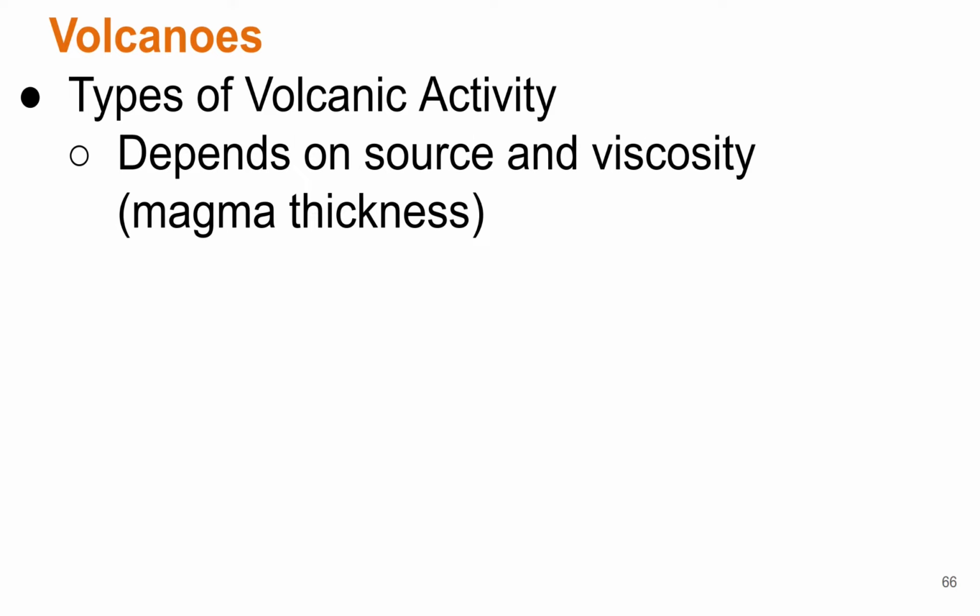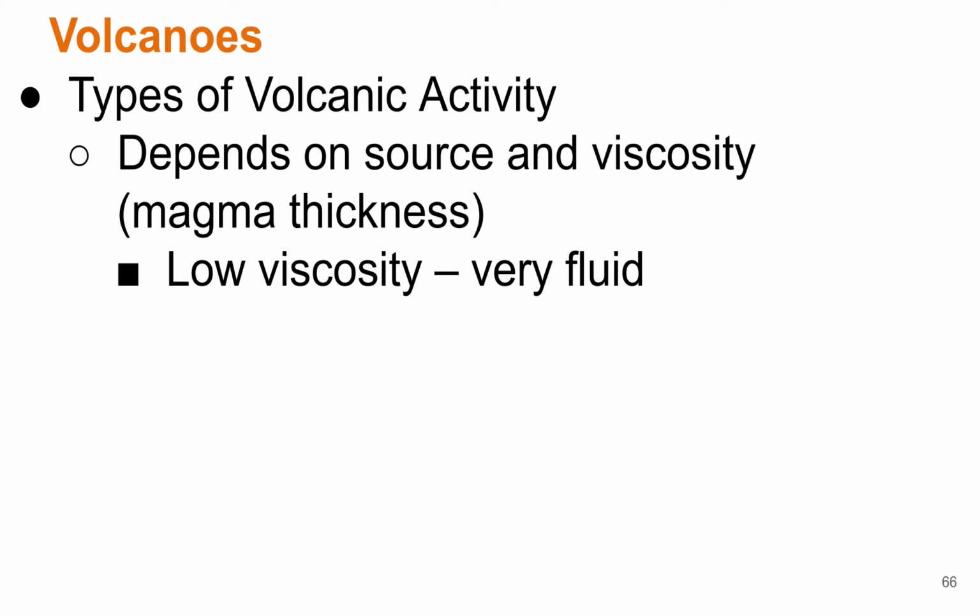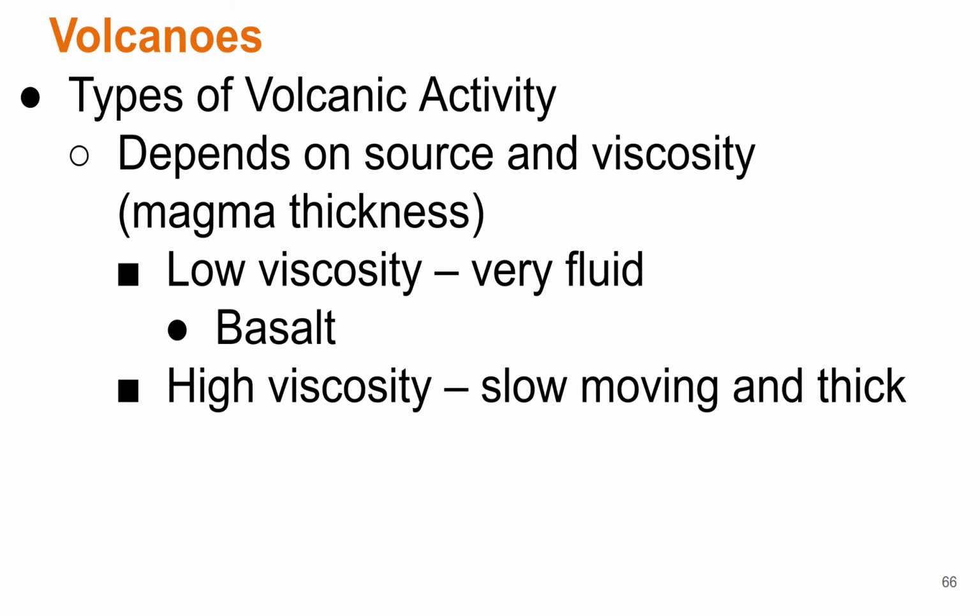So the type of volcanic activity depends on the source and viscosity of the magma. How thick is it? How fluid is it? When I say thick and thin, I mean how fluid it is. Basalt is like motor oil or maple syrup. Continental materials are like mashed potatoes. Low viscosity magma is very fluid. Basalt is low viscosity. High viscosity is very slow moving, very thick. That would be like granite.